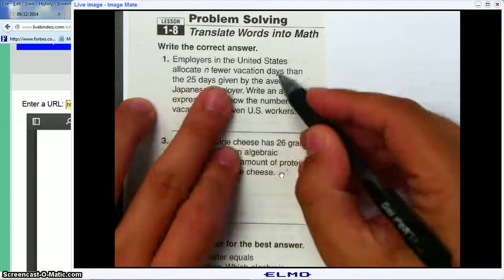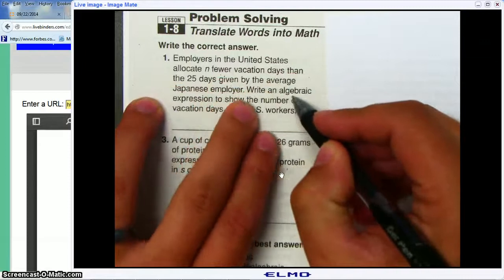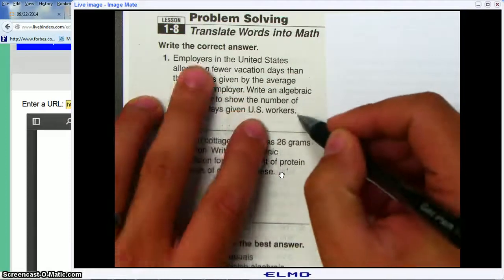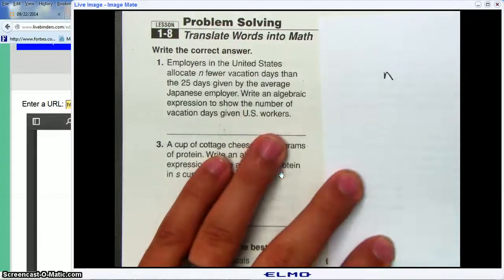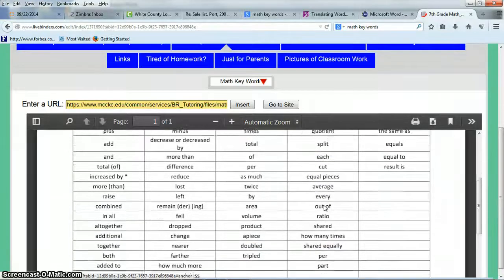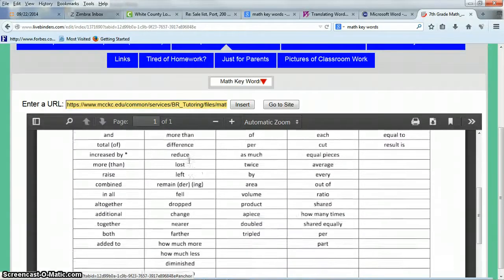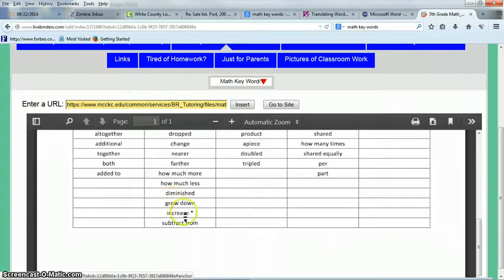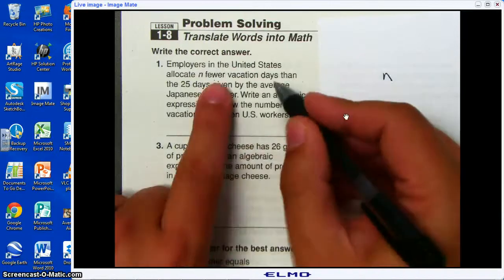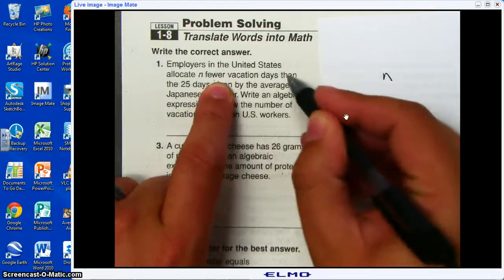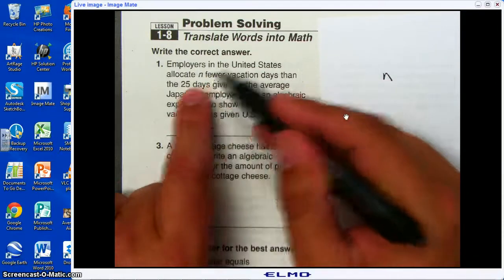All right, employers in the United States allocated fewer vacation days than the 25 days given by the average Japanese employee. Write an algebraic expression to show the number of vacation days. So let's start off with our N. And you see fewer. Let me click over to this again. Is fewer on there? Less than kind of means the same thing. Fewer and less sort of mean the same thing. So when you see fewer than, normally you write things in the order they come. So I do N minus 25.